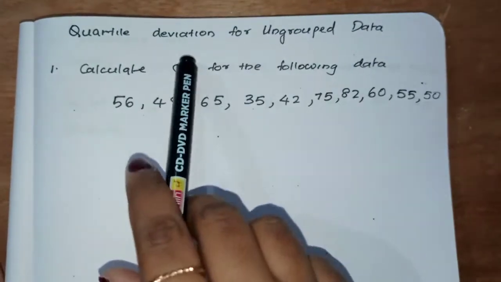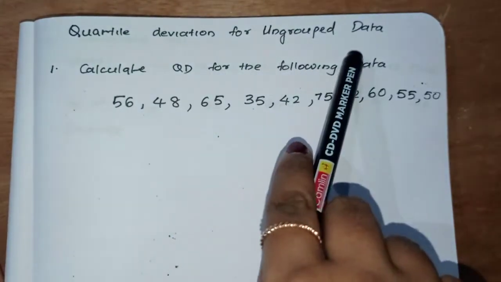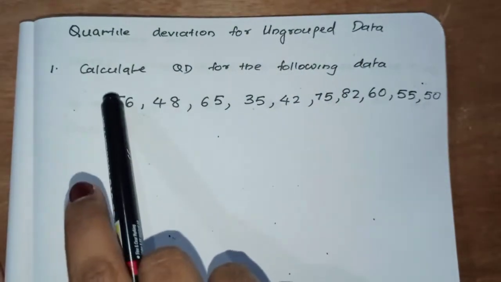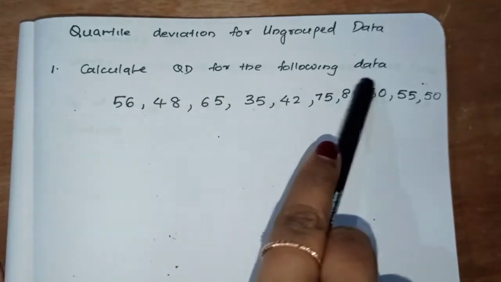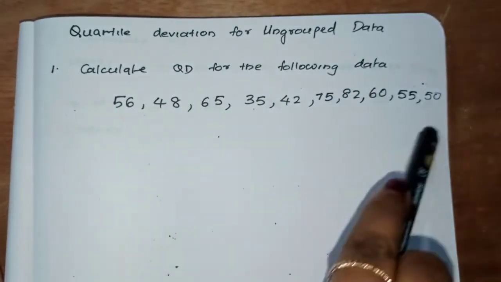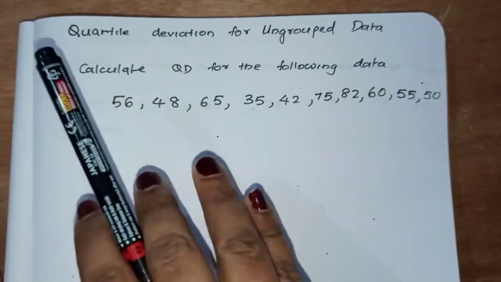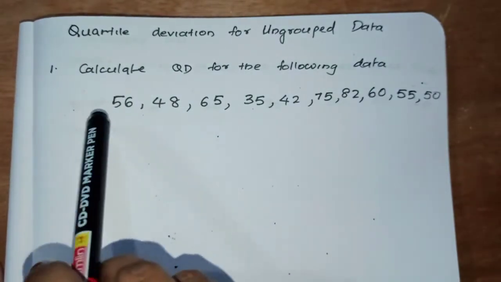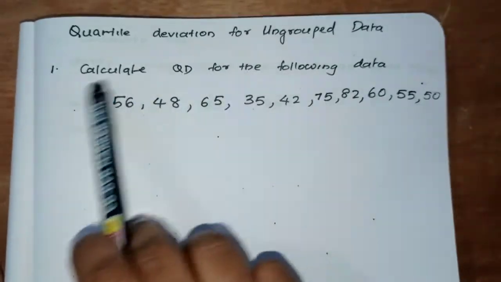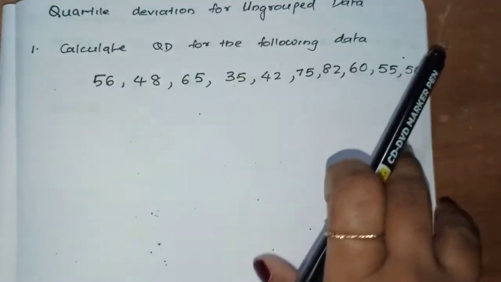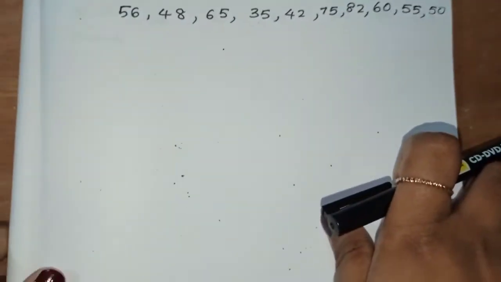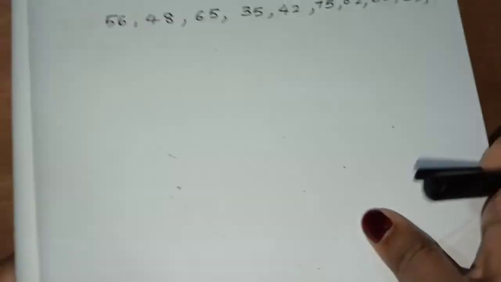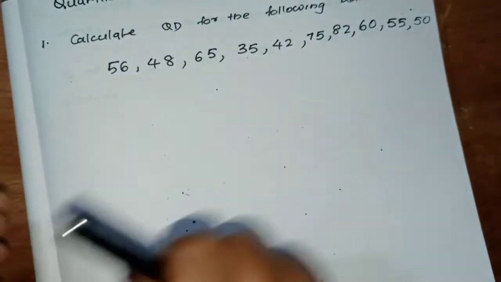Now here I've given a question. This is how to calculate quartile deviation for ungrouped data. Calculate quartile deviation for the following data, and some ungrouped data is given. The first thing that we have to do in this problem is to write these values in ascending order. Okay. So first let us do that. I'm just lifting this book so that I can write it.